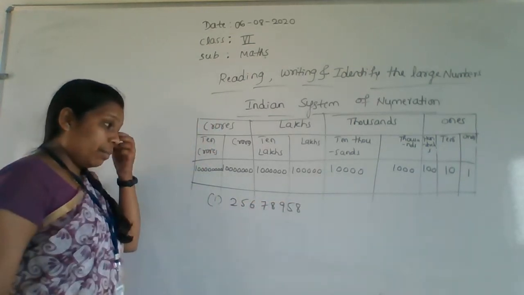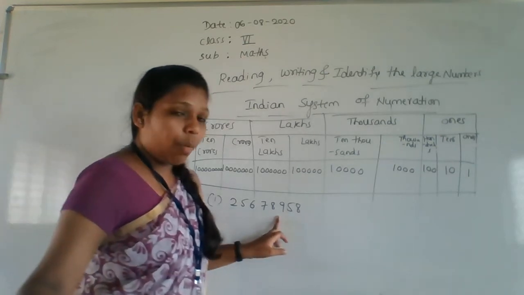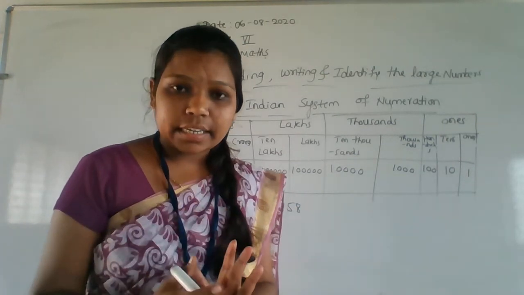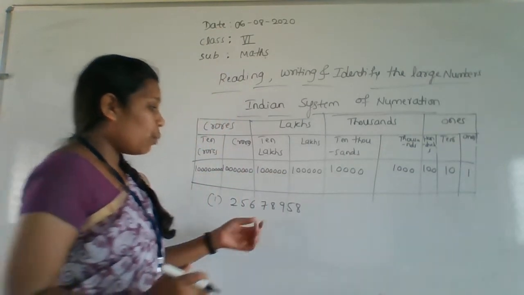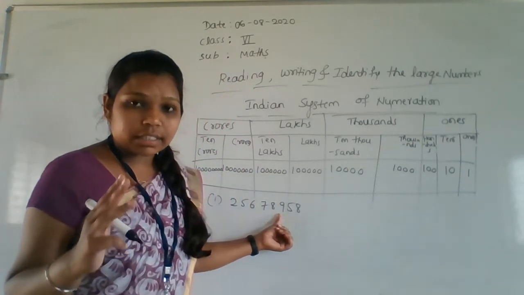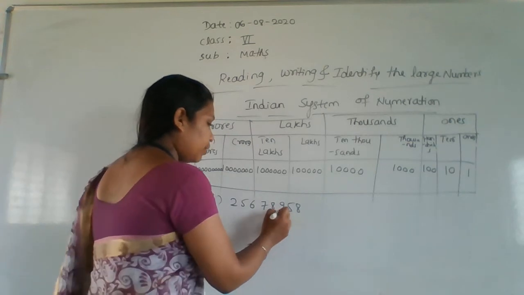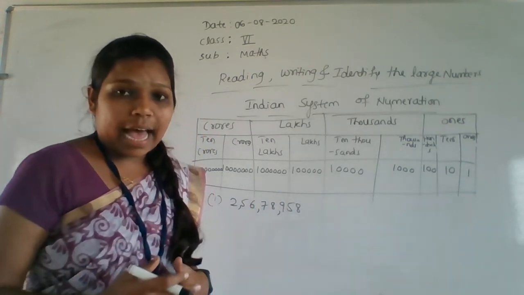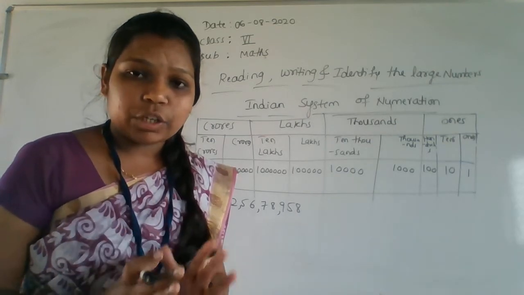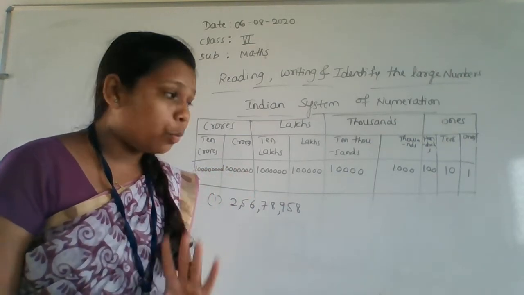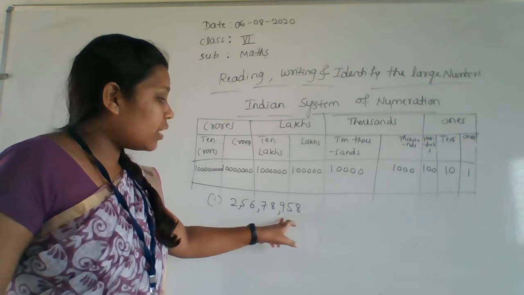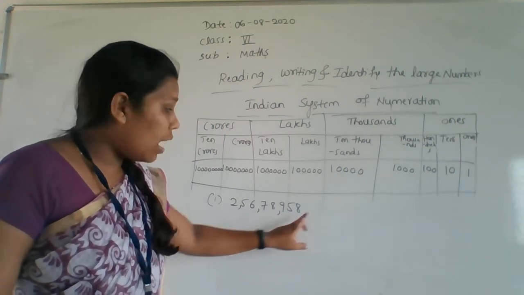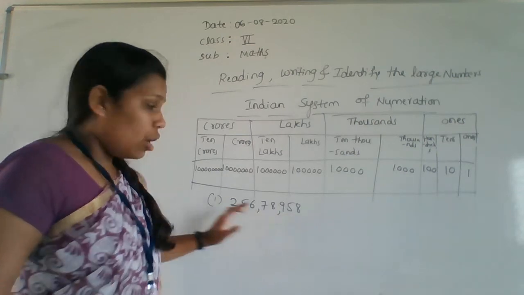Okay, so this is a bigger number. How to put commas for the Indian numeration? As per Indian numeration, we have to put a comma after the first 3 numbers. 3 numbers, then 2 numbers. As per the Indian system of numeration, first we have to put the comma after the 3 numbers.